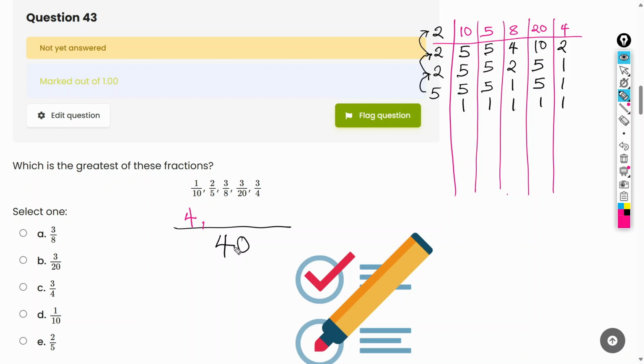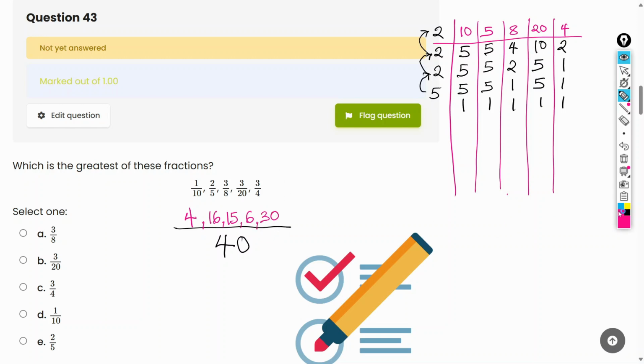5 into 40 is 8. 8 times 2 is 16. 8 into 40 is 5. 5 times 3 is 15. 20 into 40 is 2. 2 times 3 is 6. 4 into 40 is 10. 10 times 3 is 30.